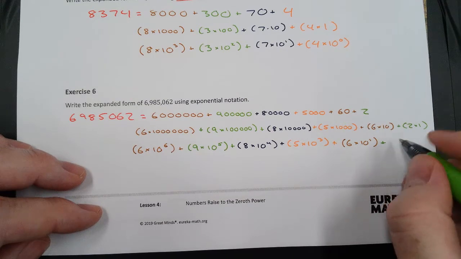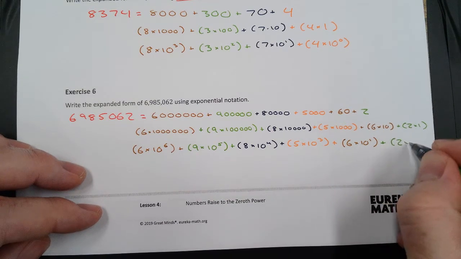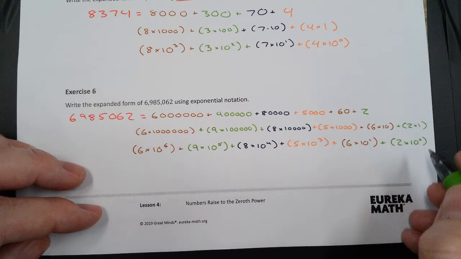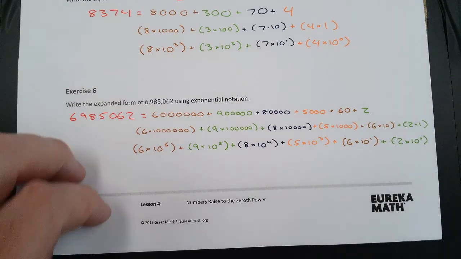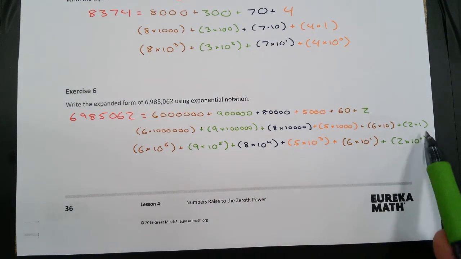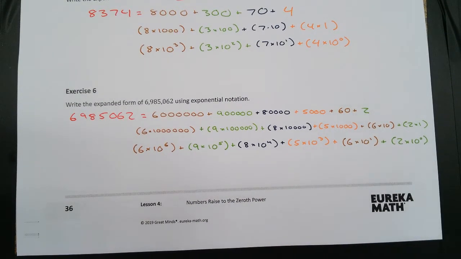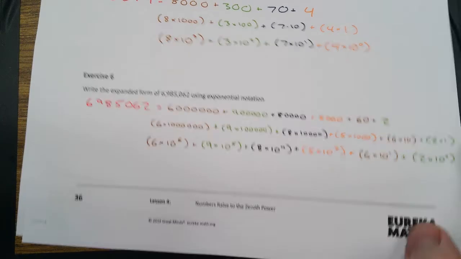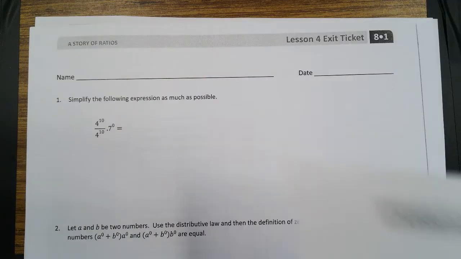And 2 times 1 turns into 2 times 10 to the 0. Because remember, 10 to the 0 is 1. Hopefully you got that. If you did not, make sure you check yours and ask for help. Okay, moving on to some practice.